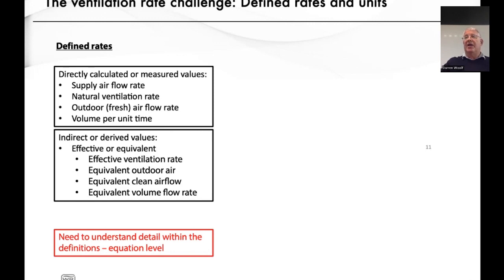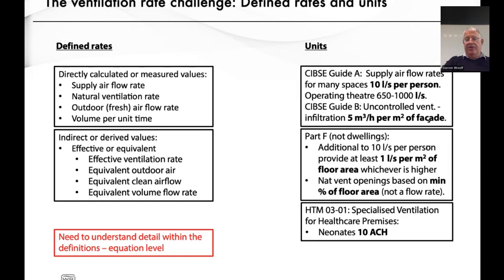Go to source and understand what they're doing at equation level. Then there's units. So in guide A, it might be 10 litres per second per person, or an operating theatre up to 1,000 litres per second. Guide B, 5 for infiltration, 5 metres cubed per hour per metre squared of facade. Part F is talking about an additional measure of 1 litres per second per metre squared of floor area, and also a minimum percent of floor area to define a nat vent flow rate.